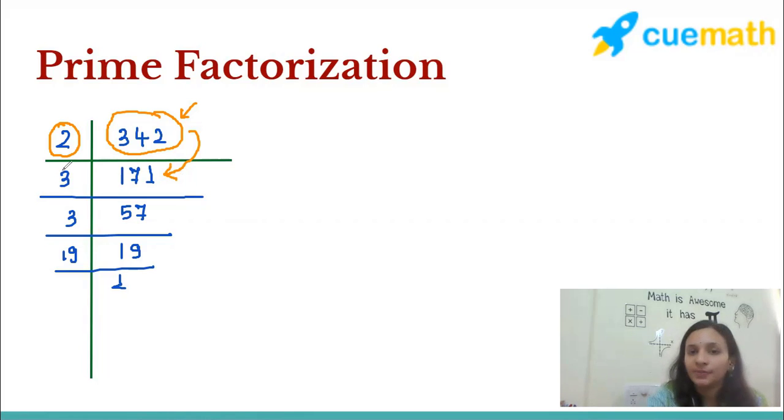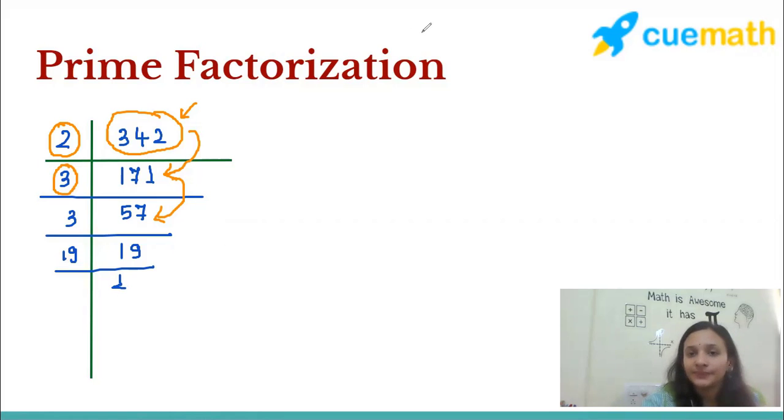Then you would check for another prime number. So here another prime number that we took as the divisor was 3. On doing the division, the quotient that you get is again written below. This becomes your new dividend again, and you would check for another divisor, and that's how you keep on doing it until you get the answer as 1.